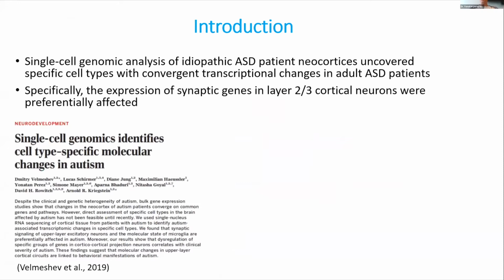So I would like to start with a brief introduction. When I joined the lab in late 2018, I was fortunate to work with a senior postdoc in the lab at the time. And together we used single-cell genomics of idiopathic autism neocortices, and we uncovered that the expression of synaptic genes in the upper layers cortical neurons were preferentially affected.